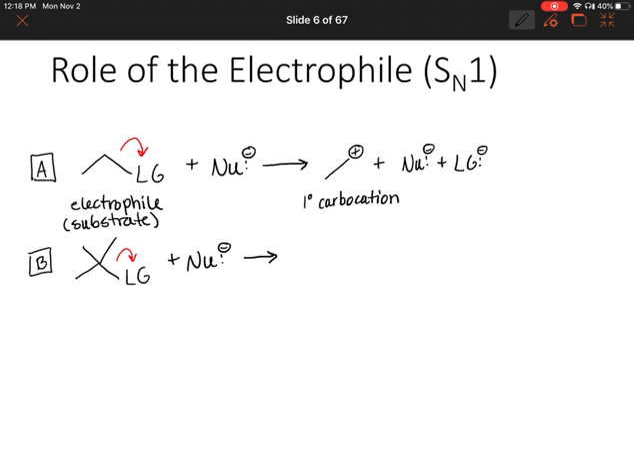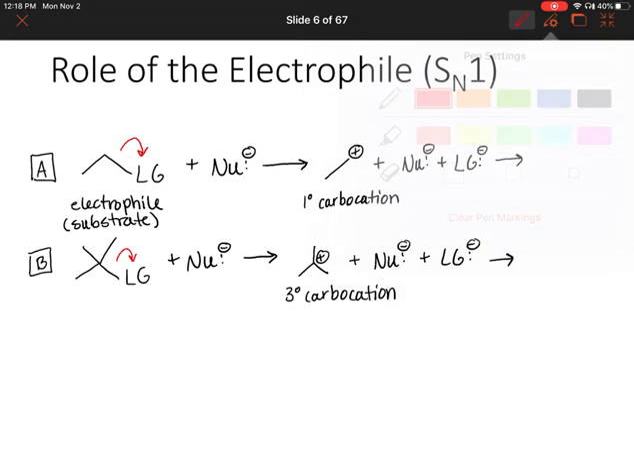Now in reaction B, we would end up with a tertiary carbocation. And then we also have a nucleophile and our leaving group. And then in the second step, the nucleophile attacks the carbocation. And we end up with our products.